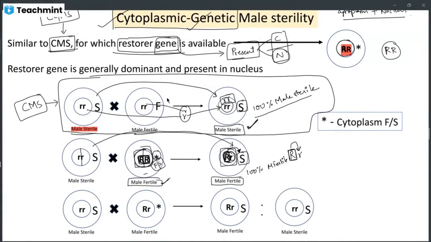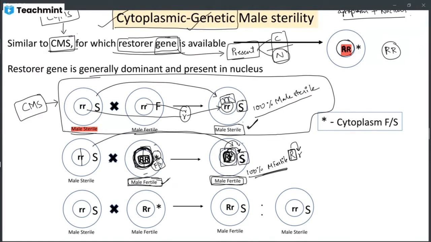Yes, sir. This cross. And when you come to this cross, what happened? You have got the restorer gene which is present in the nucleus in the homozygous dominant condition. And just leave about the cytoplasm, whether it is fertile or sterile. If you have a dominant restorer gene, then your entire plant will be male fertile. And when you cross your male sterile line with your male fertile line, the progeny, even though it has the sterile cytoplasm, has a single R allele. Even a single R allele is enough to suppress your recessive one and also to suppress the sterile cytoplasm, and then the progeny will be 100% male fertile. Okay.